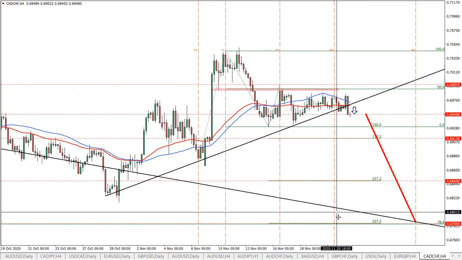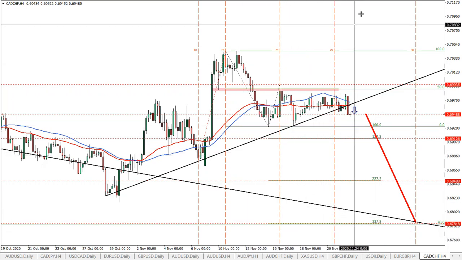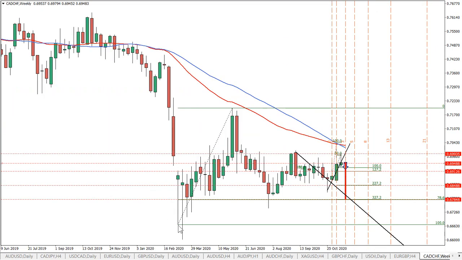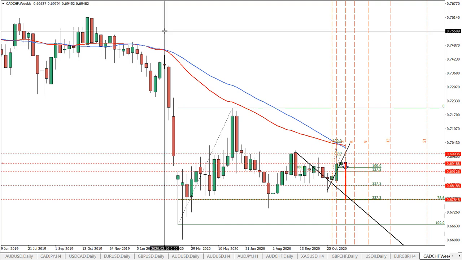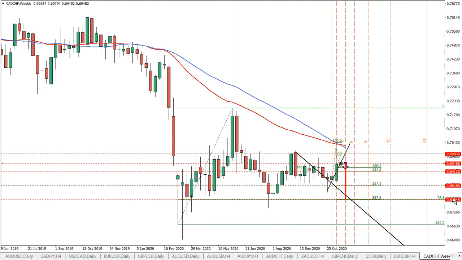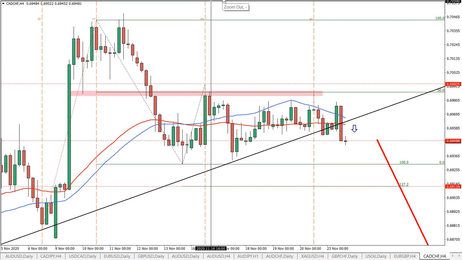The most important is the final one, because if we go to the weekly time frame, here I have used simple fibs to apply to this correction to the upside after this collapse which has occurred this February. What we have is 78.6 fibs, almost exactly corresponding to 327.2 fibs. Back to the 4-hour chart.